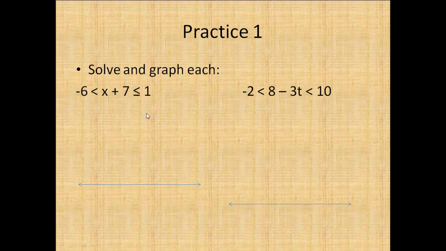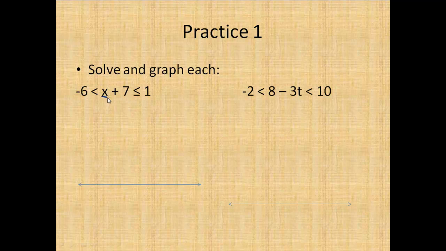Okay, here's our first practice. Solve and graph each of these. First, we're going to solve them. When you're solving a compound inequality, it is the exact same rules as solving a regular inequality, except now you have to do it to all three locations when we have an "and."